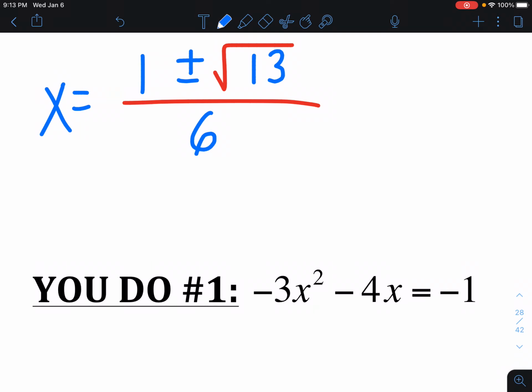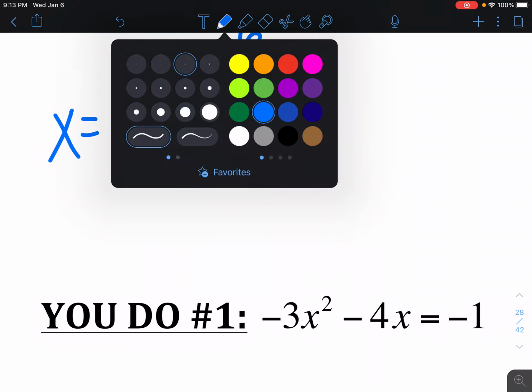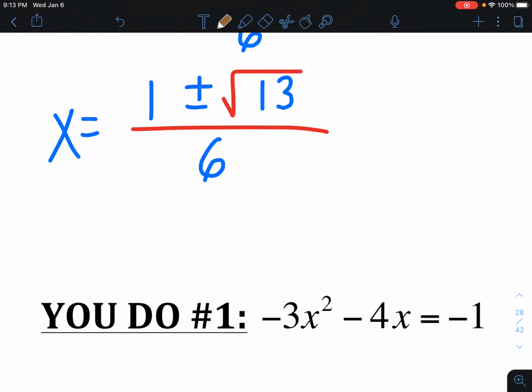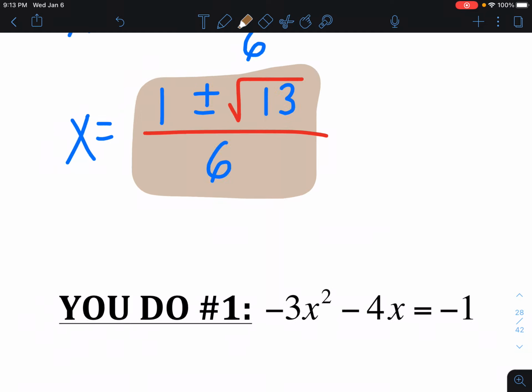No, you cannot. There is no perfect square that multiplies into that. So you actually stop this early, just like the last one. And we have our answer. Or answers, I should say. It's technically 2 answers. The answers are 1 plus the square root of 13 over 6, and 1 minus the square root of 13 over 6.